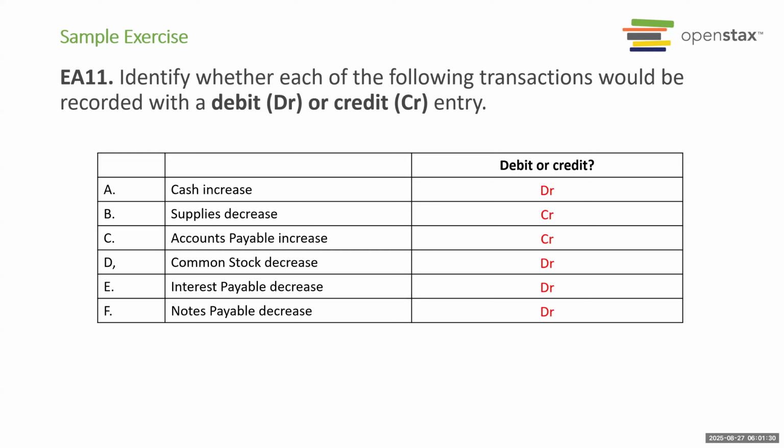Common stock decrease. Common stock or owner's equity is normally a credit balance. If you're decreasing it, it would be a debit. Interest payable decrease. Interest payable is normally a liability, so to decrease it, you debit it. And notes payable decrease, again, a liability account, so a decrease would be a debit.